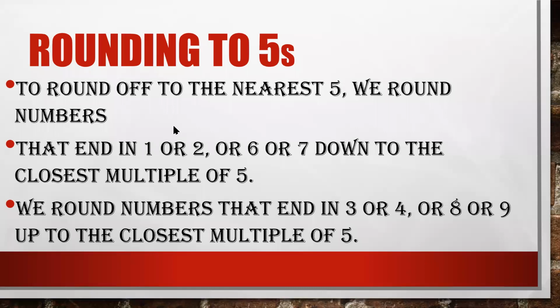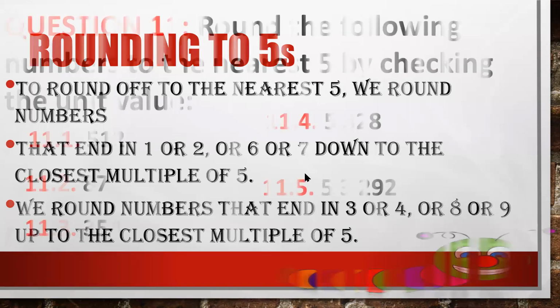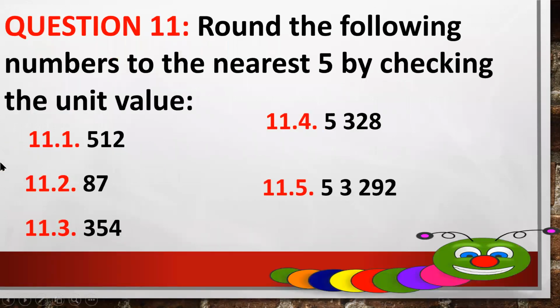It's gonna be long video, but it's fine. So we round numbers that end in 1 or 2 or 6 or 7 down to the closest multiple of 5. Maybe 0, maybe 5, but for example, okay, examples coming. So we round numbers that end in 3 or 4 or 8 or 9 up to closest multiple of 5. So let's see our examples for this. So 512, with examples you will get it, but please try first and then you can carry on.